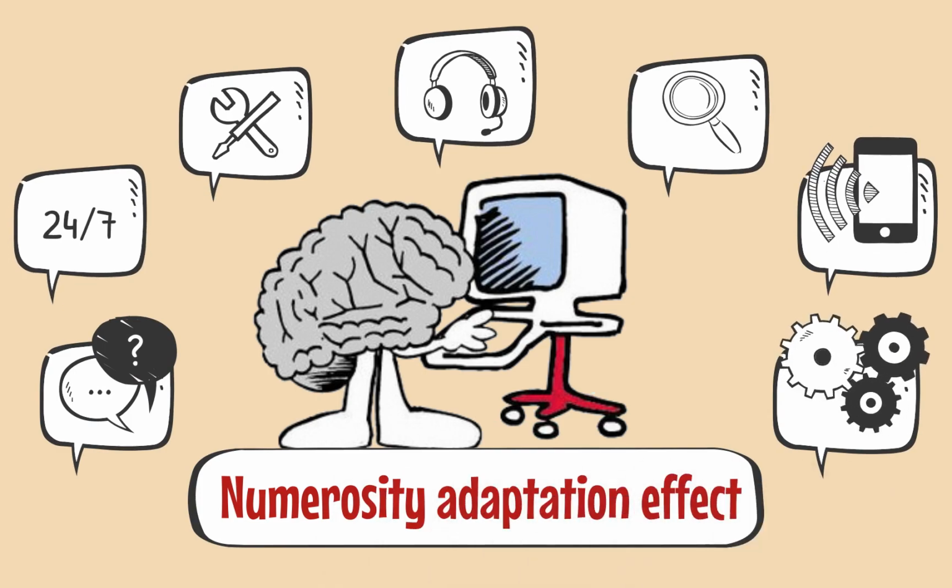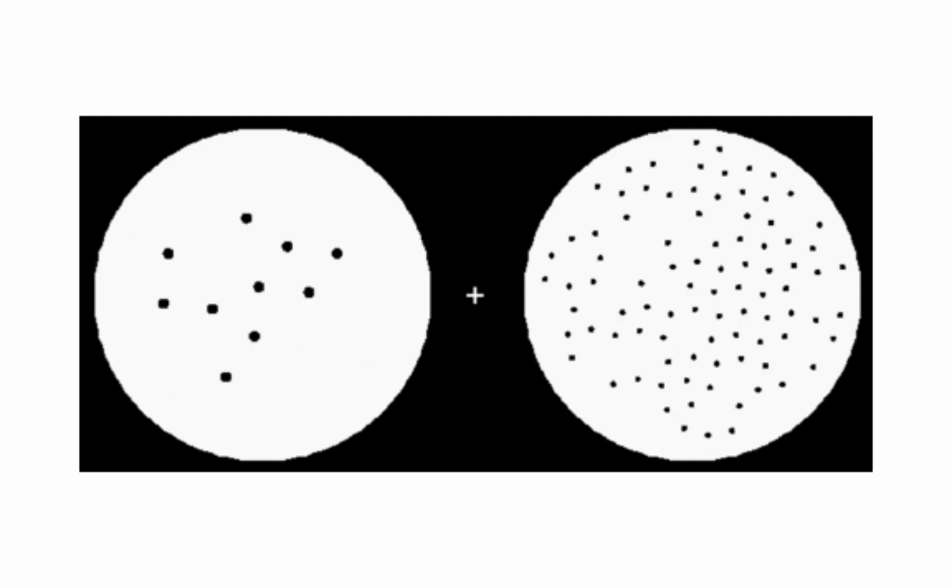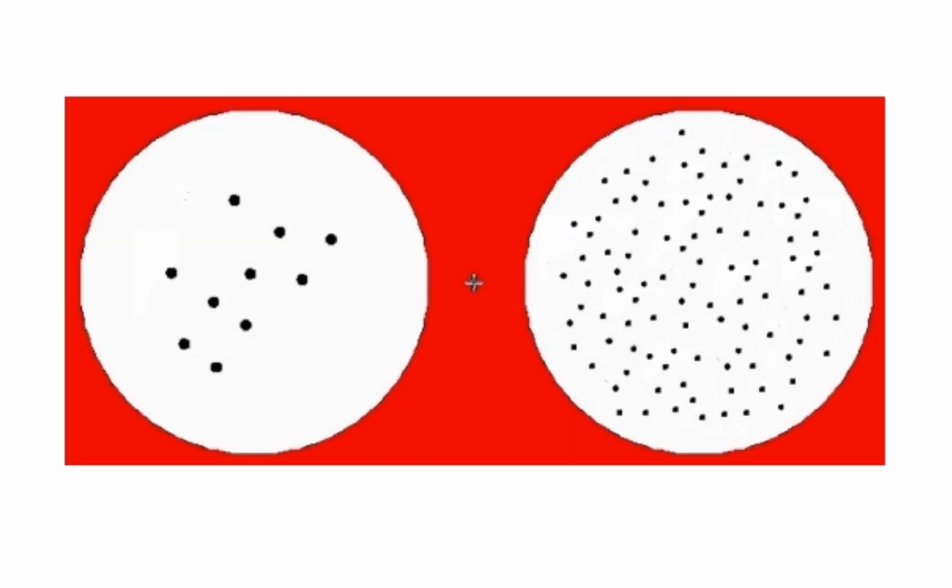Numerosity adaptation effect. The numerosity adaptation effect is a perceptual phenomenon in numerical cognition which proves that the non-symbolic number intuition exists and exemplifies how number perception is automatically imposed on the human brain. In this image, the viewer should have a strong impression that the ball on the right has more dots than the ball on the left.